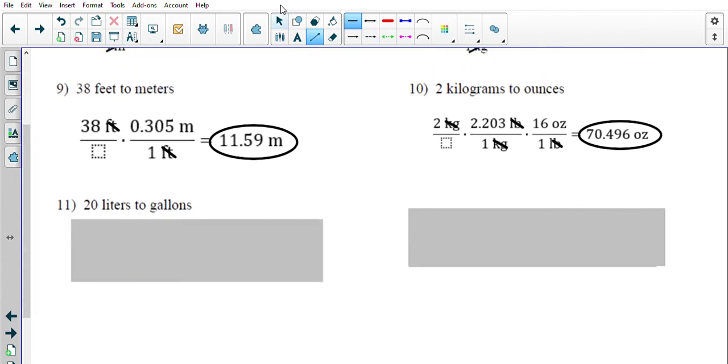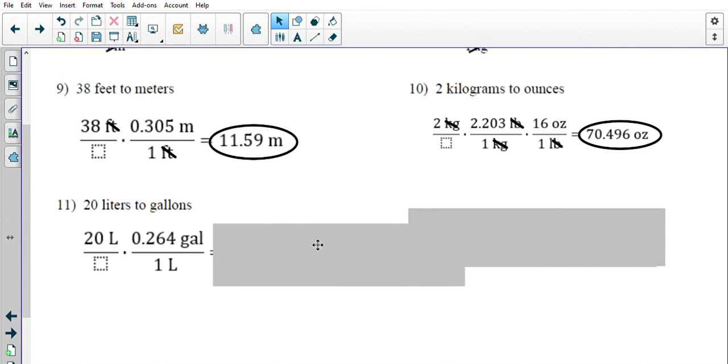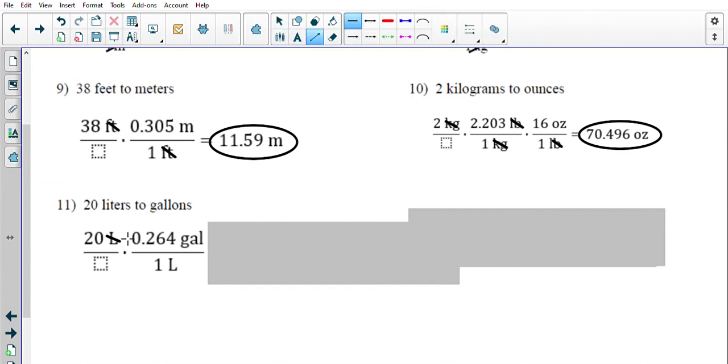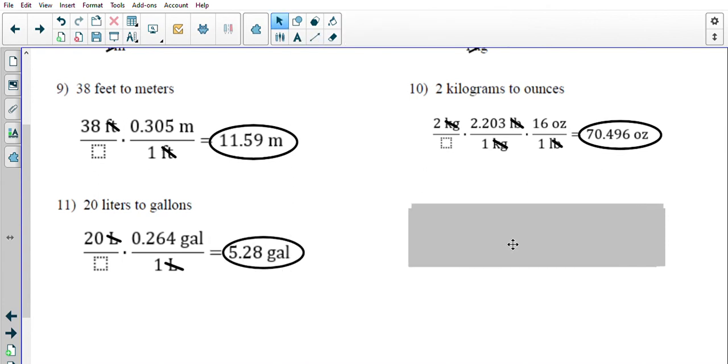Finally, number 11, our last example, 20 liters to gallons. Again, these are just really good examples if you're working with some science-related things. Start off with 20 liters. We're converting that to gallons, so the conversion factor I picked was 0.264 gallons to 1 liter. And again, we can cross off our liters here. And then just multiply straight across will get us the number of gallons. That will be 5.28 gallons.